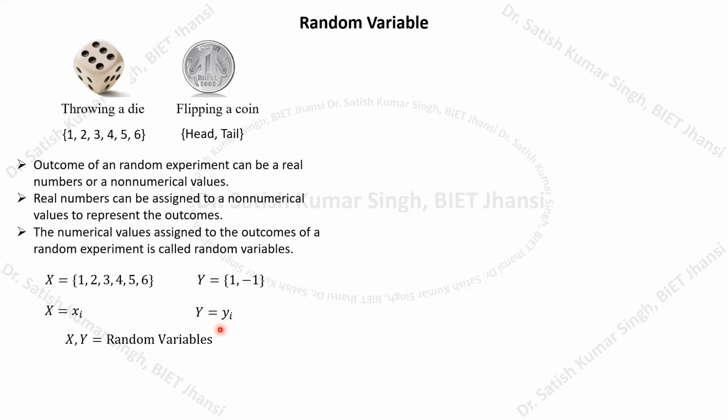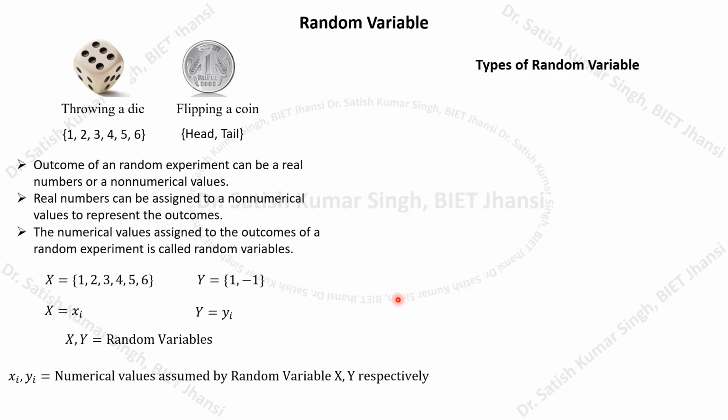You remember that normally a random variable will be denoted by a capital letter, and the particular outcome assumed by this random variable is denoted by the lowercase letter. This way we represent our random variables. Here we can see x, y, xi and yi are the numerical values assumed by the random variables X and Y respectively.